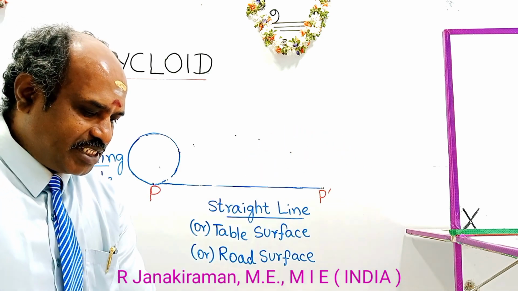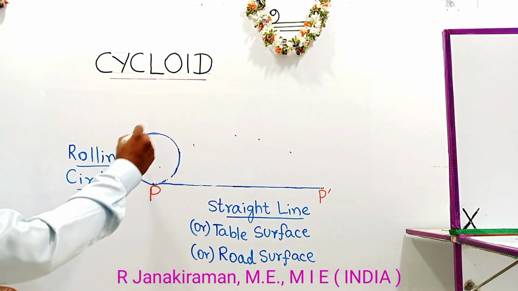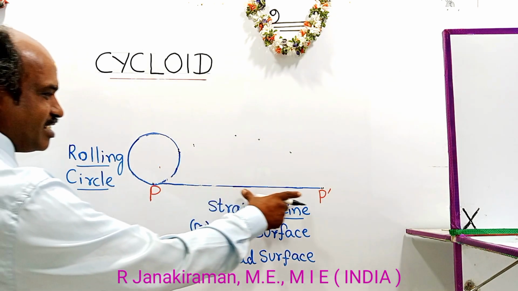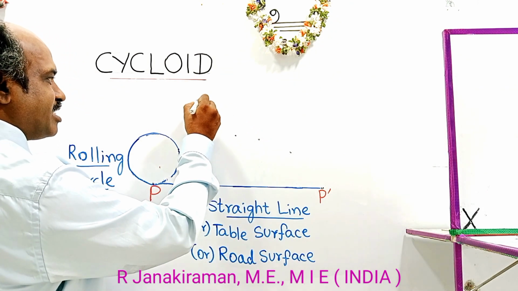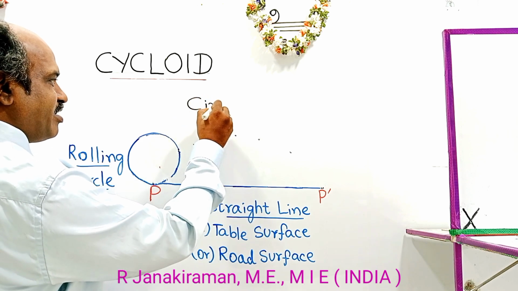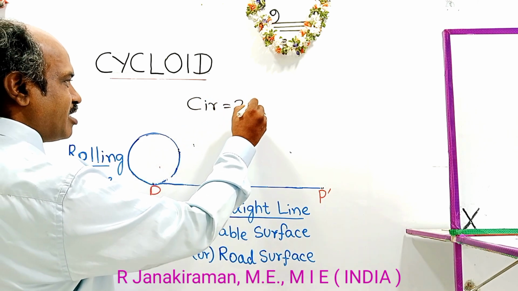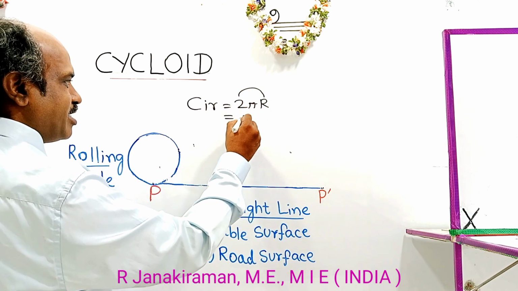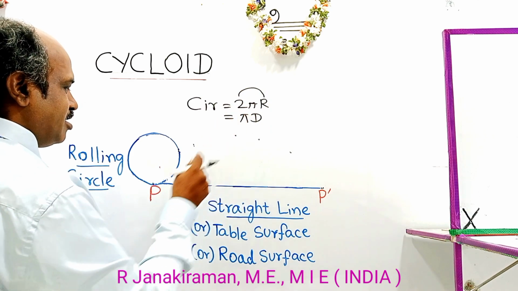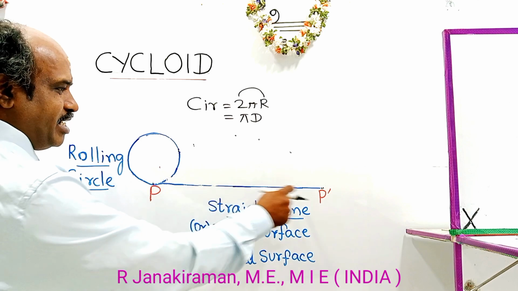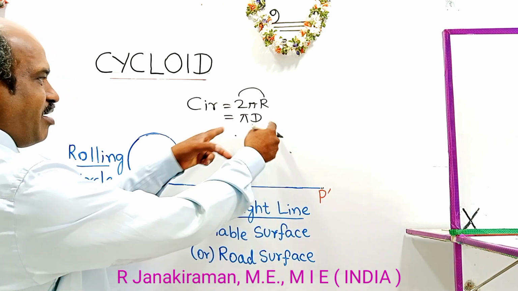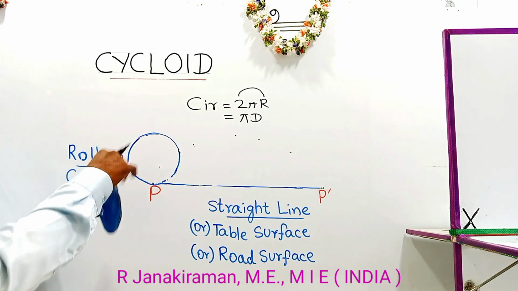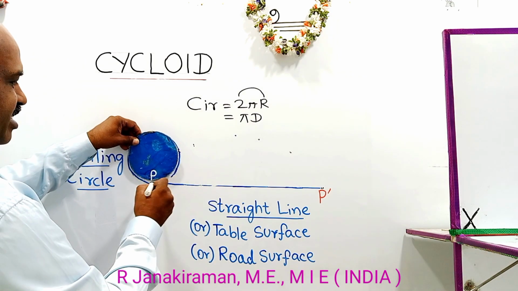Okay, consider the rolling circle. This P is a point of contact. This straight line length is taken as the circumference of the circle. The circumference formula is 2 pi r, or 2 times radius is diameter, so pi d is the formula. That is, the distance between P and P dash is equal to the circumference of the circle, pi d or 2 pi r. And this is the point of contact between the rolling circle and the straight line.